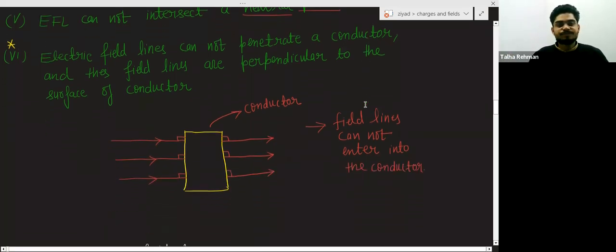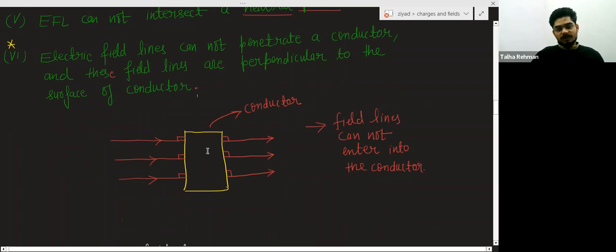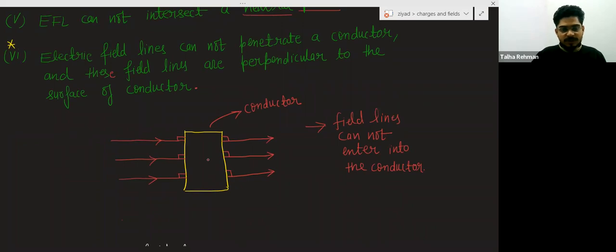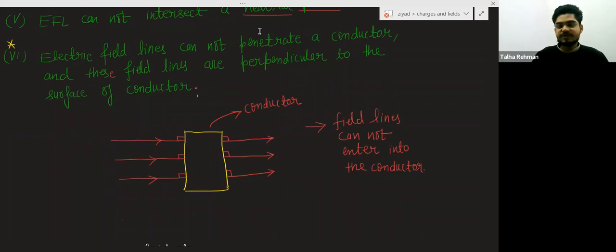Another point: electric field lines cannot penetrate a conductor, and these field lines are perpendicular to the surface of the conductor. This is the conductor, suppose this is a conductor through which electric current can flow.